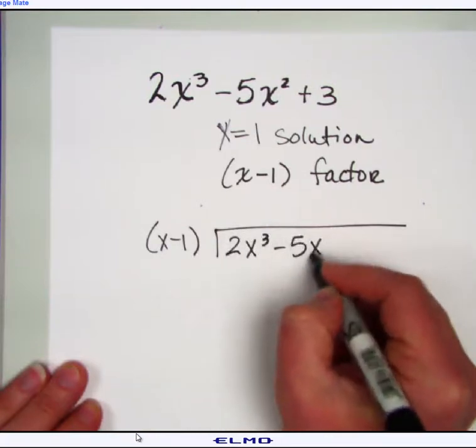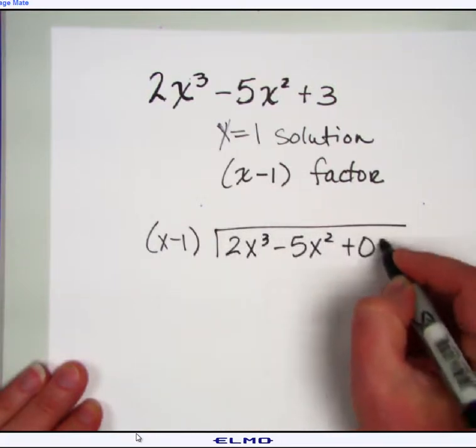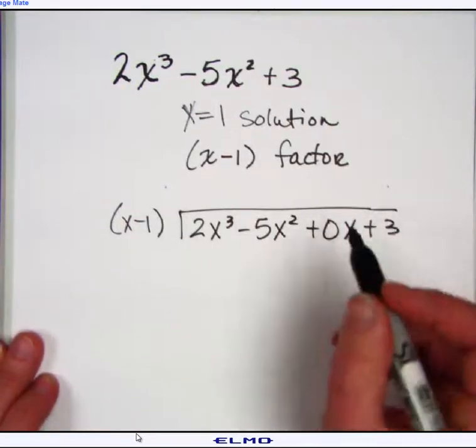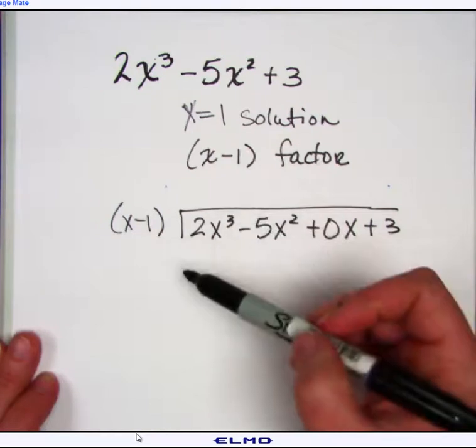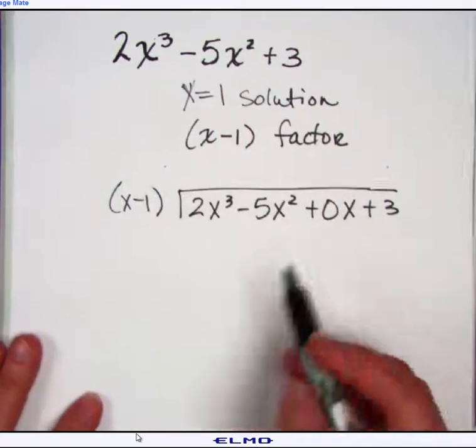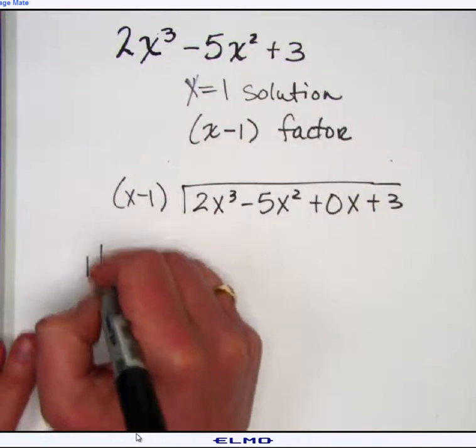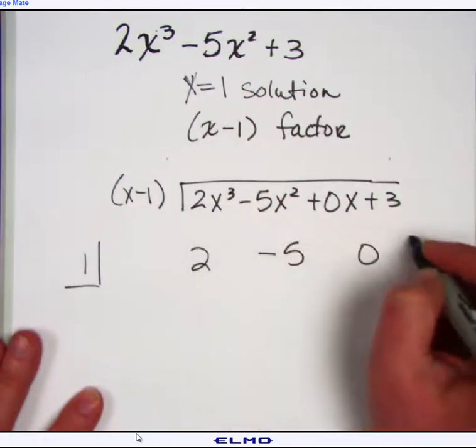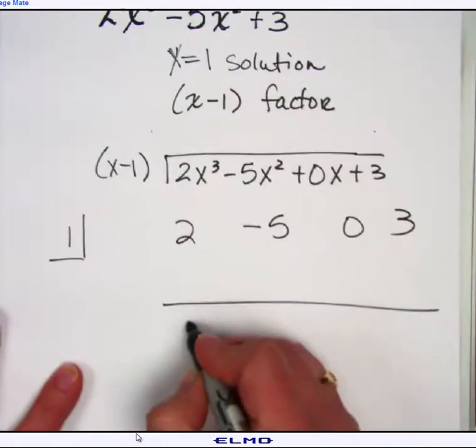Remember, when we divide one that's missing a term, we put a placeholder in it. Okay? And so now we're just going to divide. I guess I could do this long division or synthetic division, so we'll make the -1 positive, 2, -5, 0, 3. Bring down your first term.